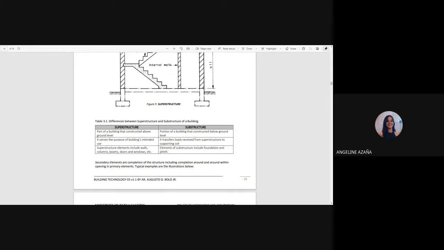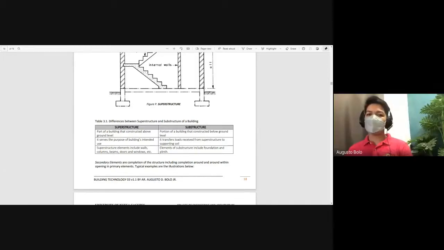Superstructure. Part of a building that constructed above ground level. It serves the purpose of building's intended use. Superstructure elements includes walls, columns, beams, doors, and windows, and etc. While the substructure is the portion of a building that constructed below ground level. It transfers loads received from superstructure to supporting soil. Elements of substructure include foundation and plinth. That's it. Okay, thank you so much, Angeline.